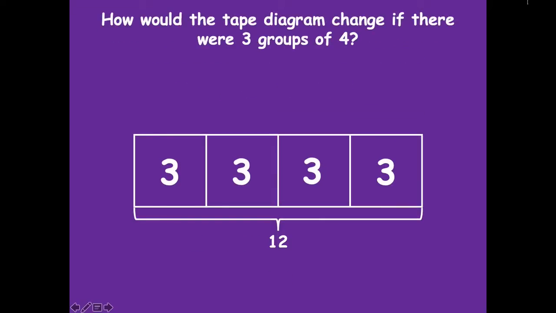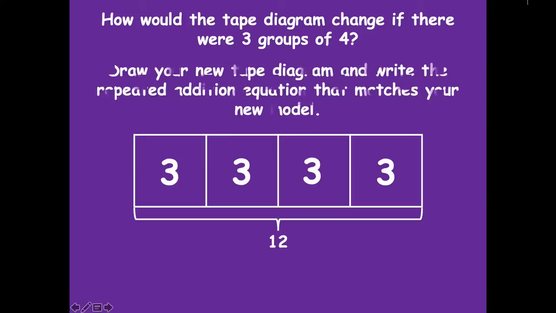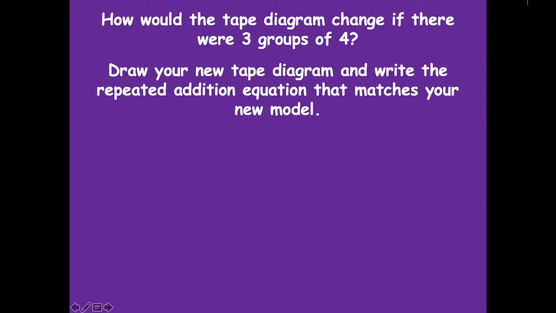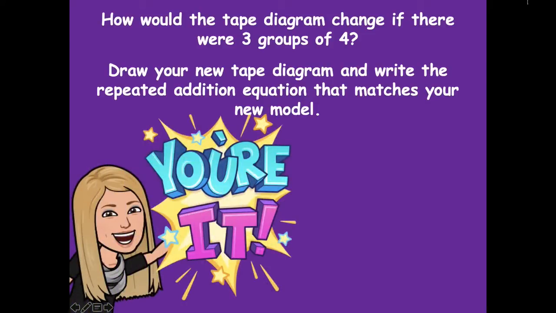Now how would the tape diagram change if there were 3 groups of 4? Draw your new tape diagram and write the repeated addition equation that matches your new model. Pause the video, and now you want to show if there were 3 groups of 4, what would that tape diagram look like? Write your repeated addition and solve, and then click play when you're ready to go over it together.